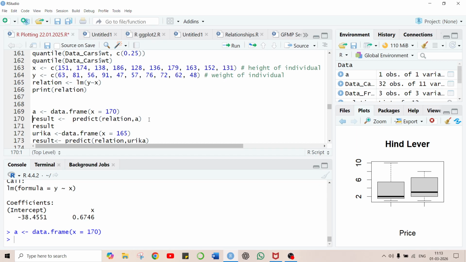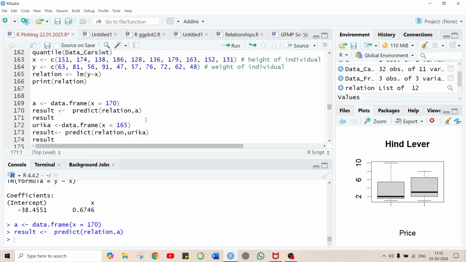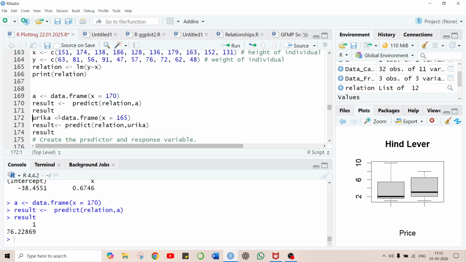So predict relation comma A. Based on the value of A, predict the relationship. So I get the value of result. The result will be 76 kilos. So if a person comes with 170 centimeters of height, his weight will be 76 kgs. Depending upon the data points in X, the Y is predicted.